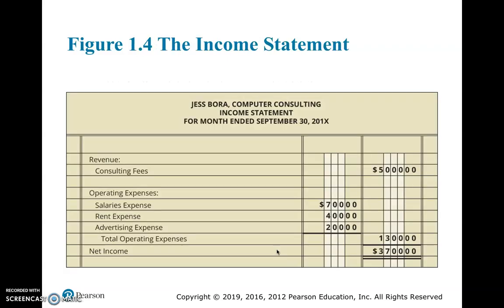So again, income statement, you will start with the name of the company, the name of the report, and what period of time it covers. So starting with the revenues, always revenues first. In this case, our revenue is either service revenues or consulting fees, whichever you call it is correct for our company. And then we have our expenses, which is running the operation, so operating expenses, salaries expense, rent expense, advertising expense. We have to arrive at a total expenses.